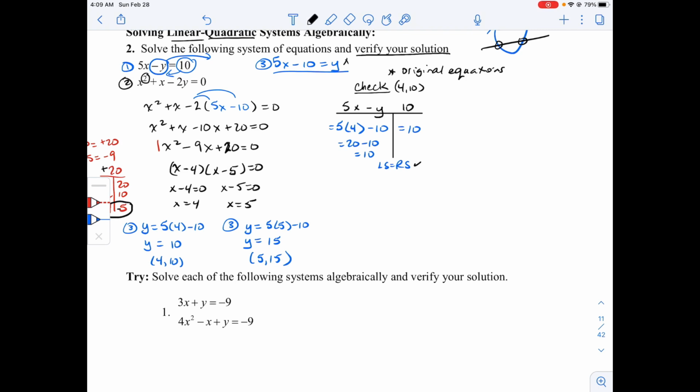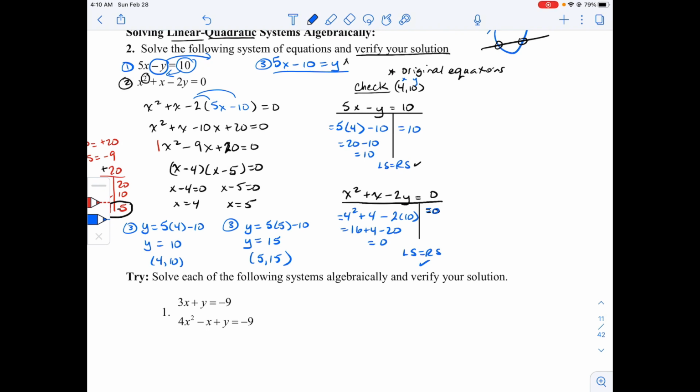And now let's do the same thing. We are going to check x squared plus x minus 2y, which is equal to 0. We can put a little equal sign there. Okay, so our right-hand side is equal to 0. And our left-hand side, I'm going to substitute in my x and my y again. So we get 4 squared plus 4, subtract 2 times 10, which is 16 plus 4 minus 20, which is of course 0. So again, our left side is equal to our right side.